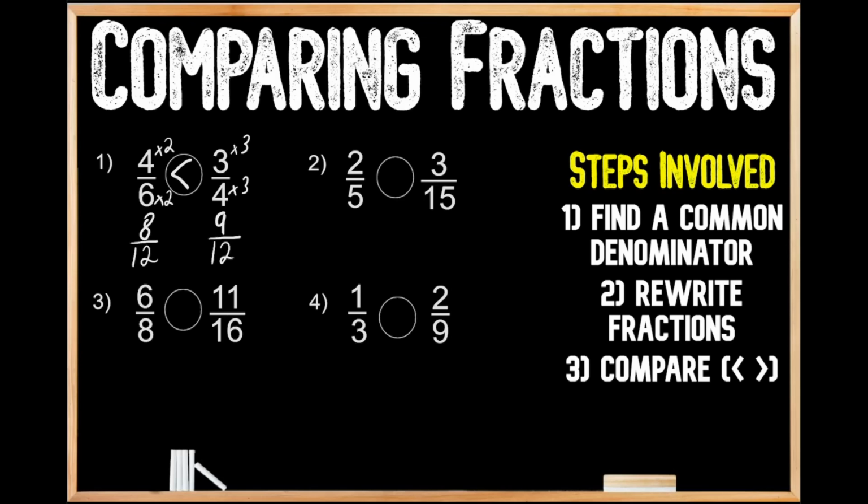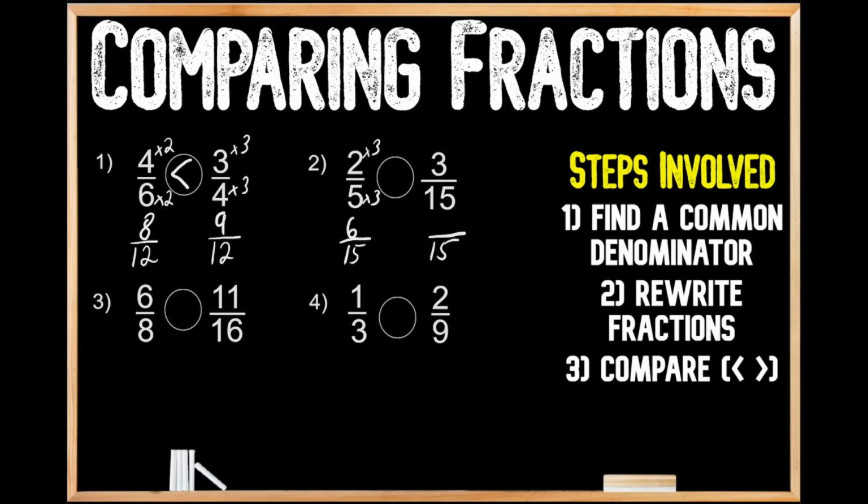So now let's move on to question number 2, where we're comparing 2/5 to 3/15. So we can see that we don't have a common denominator, so our first step is to find a common denominator. And 15 in this case just happens to be a multiple of 5, so we're going to rewrite these fractions with the common denominator of 15. And we had to multiply 5 times 3 in order to get 15, so we're going to do the same thing to our numerator up top. And 2 times 3 gives us 6.